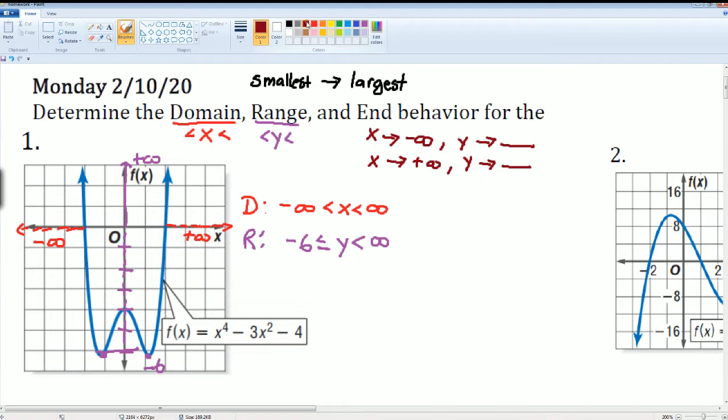All right, and let's do the end behavior here. As x approaches negative infinity, what happens to the y? It goes up. So it goes to positive infinity. That's what happens when you go this way. What happens as x goes towards the positive infinity side? Watch as x goes to the positive infinity side. You should see my arrow. It goes to positive infinity for the y. All right, there you go.